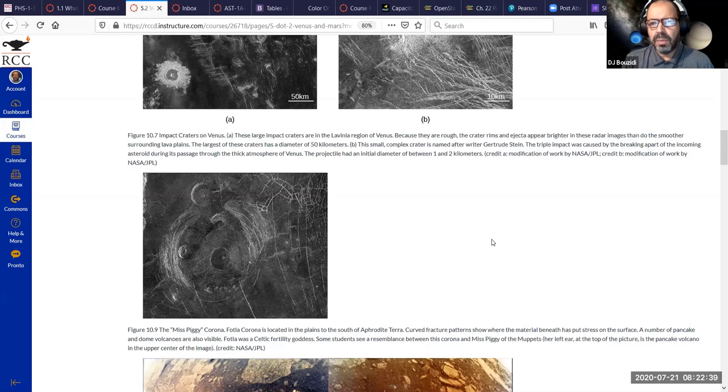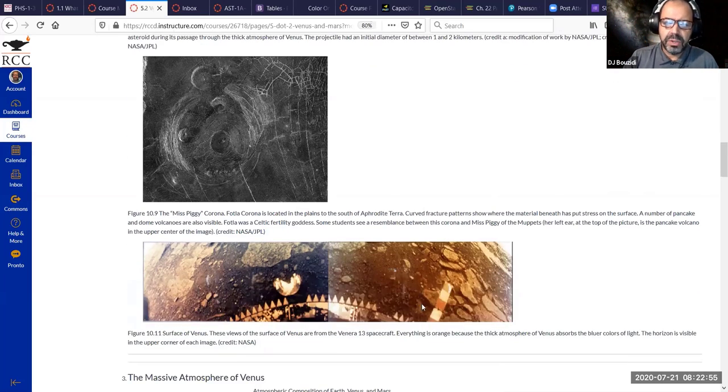But that's not the only problem. The carbon dioxide, the toxic atmosphere, in addition to the fact that it rains acid on the planet. It rains sulfuric acid on the planet. So there is no way that there is life, at least on the surface. So this is the image that the lander actually, what is it, the Mariner? No, I'm sorry, that's the Venera.